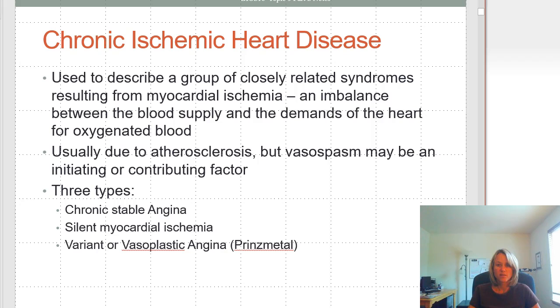Okay, so the chronic ischemic heart diseases are essentially the result of myocardial ischemia, when we have an imbalance between the blood supply and the demands of the heart for oxygenated blood. This is usually due to atherosclerosis, but may also be due to vasospasm, or a combination of atherosclerosis and vasospasm. And there's three different types that we'll look at now.